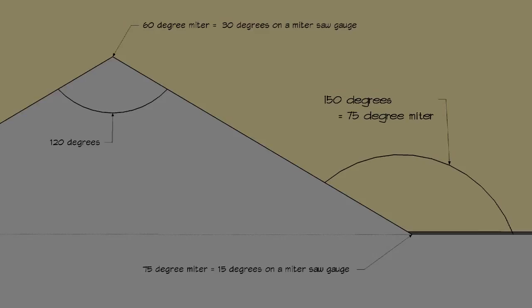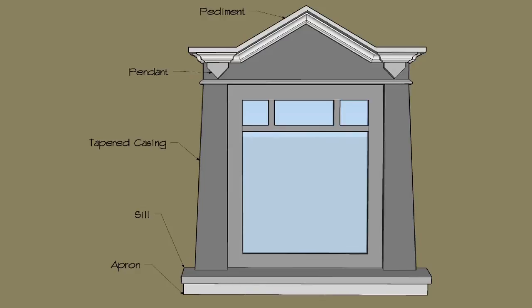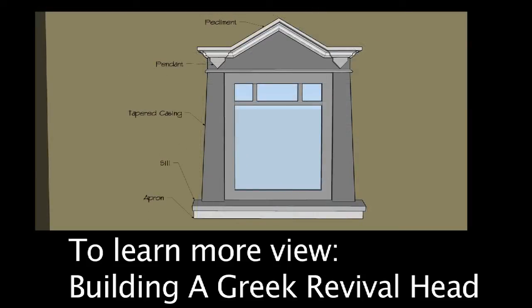The bottom angle of 150 degrees miters at 75 degrees, and the top angle of 120 degrees miters at 60 degrees. Just the way it would inside your head. A scale drawing and planning ahead is always the first step in building anything, especially if you want to avoid mistakes and improve productivity. Now let's build this Greek Revival Victorian head.